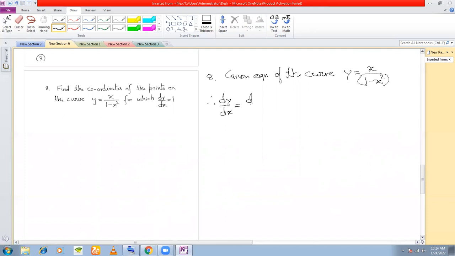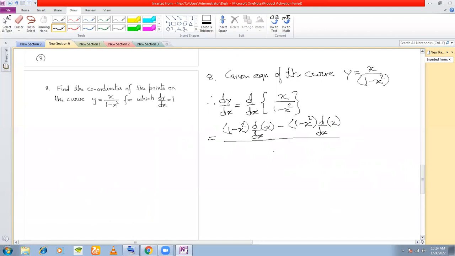Dy dx is ddx of x by 1 minus x square. Right? Apply u by v rule here. So v ddx of u minus u ddx of v divided by v square. Okay.